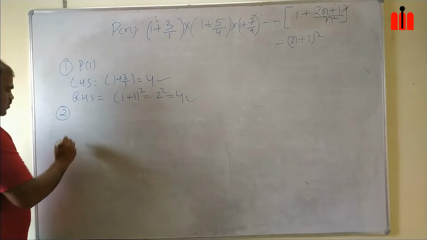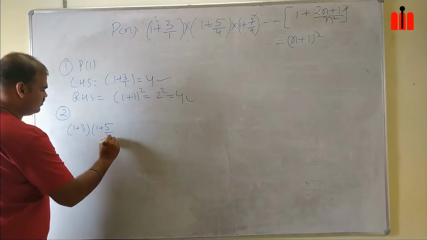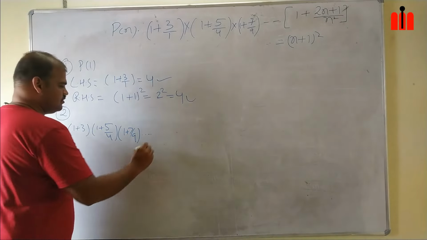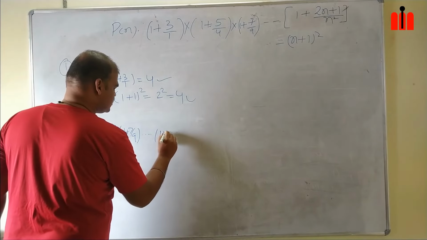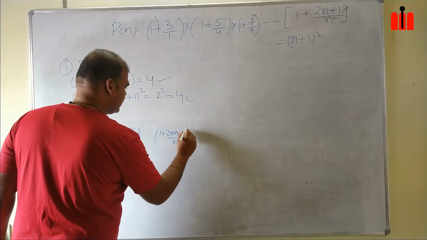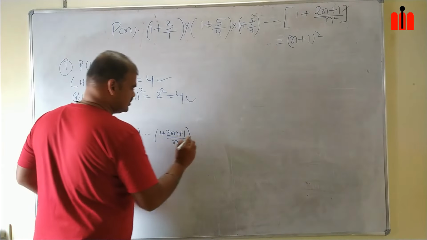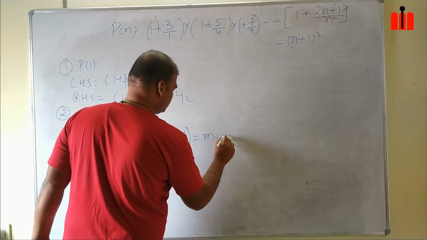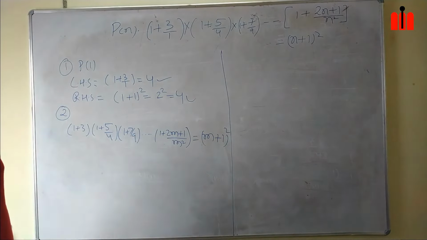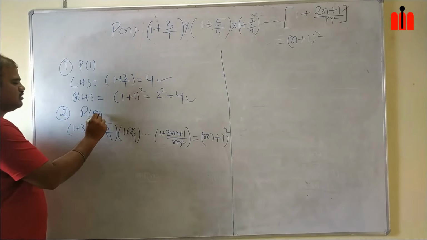Now let's come to the concrete statement. For my concrete statement, it will be 1 plus 3 by 1, 1 plus 5 by 4, 1 plus 7 by 9, up to 1 plus 2m plus 1 by m square, is equal to m plus 1 whole square. So this is my concrete statement of PM. So this is our PM.